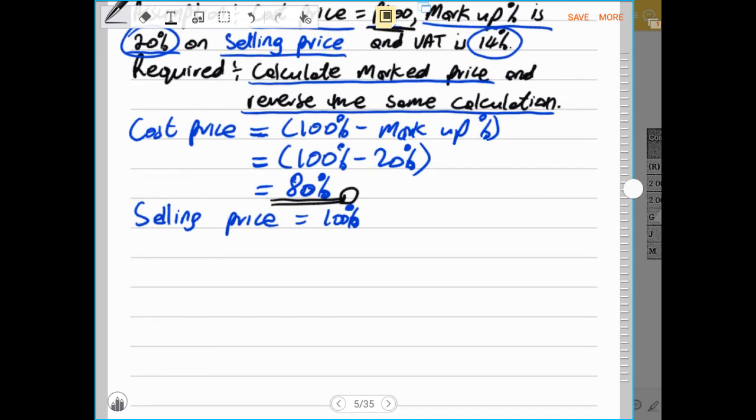So now let us calculate the selling price first. Our selling price will be cost of 100 rand times by 100 divided by 80. We are looking for the selling price.